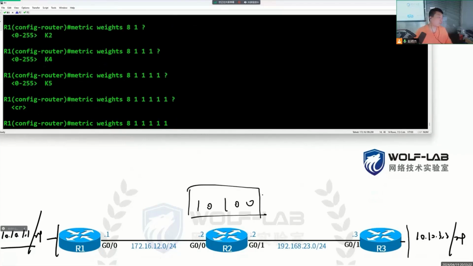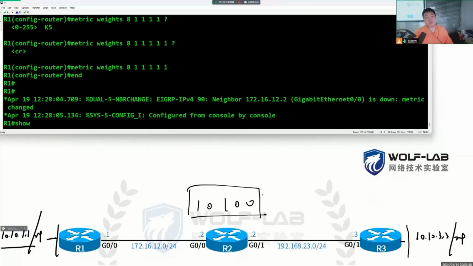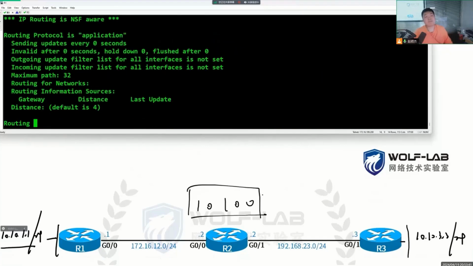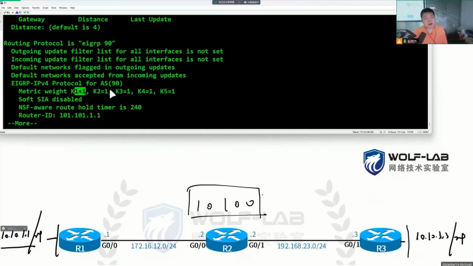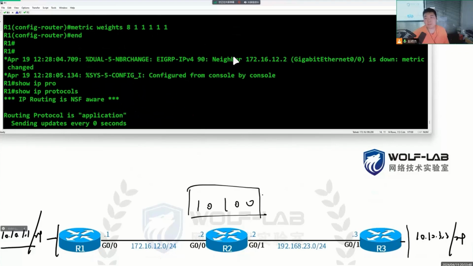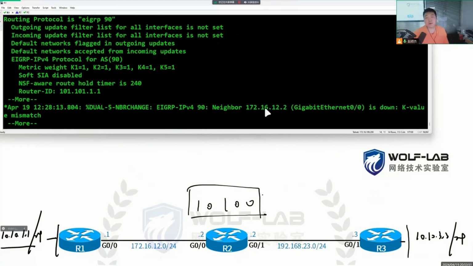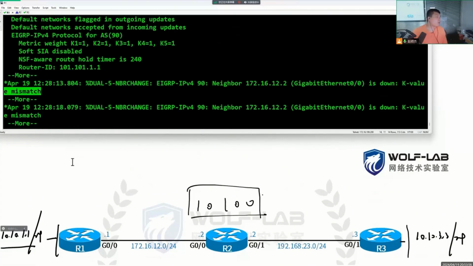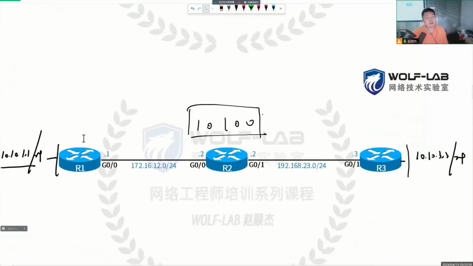Let's not rush. You see the values K1, K2, K3, K4, K5, for example 1, 1, 1, 1, 1. There is also a K6 that we are not allowed to set. The default is 0 because they thought K6 could be used in the future, calculating the power consumption, though of course it should have been abandoned. Enter. We have modified the K values of R1. Then show ip protocols. You see, our K values are 1 1 1 1 1 1.